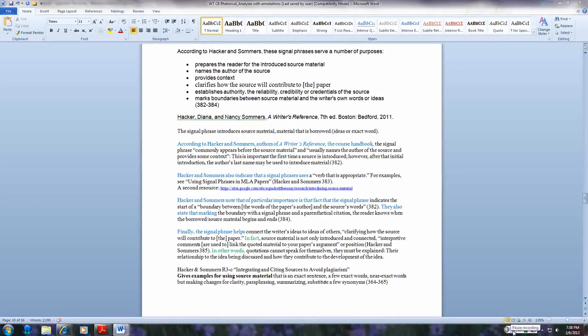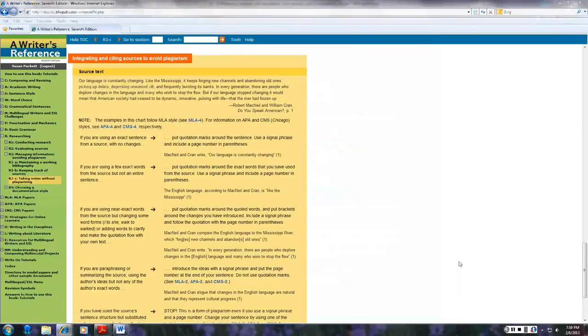This is another reason why it's important when you take notes that you make notations of page numbers so you can go back and credit those easily. Let's look at R3C. This is a little easier to see in your textbook because this is on one page and then on the facing page is another. But notice they show you how to incorporate an exact sentence with no changes, a few words but not an entire sentence, where you have made some changes so that the language fits into your sentence as I did in those examples. If you're paraphrasing or summarizing.